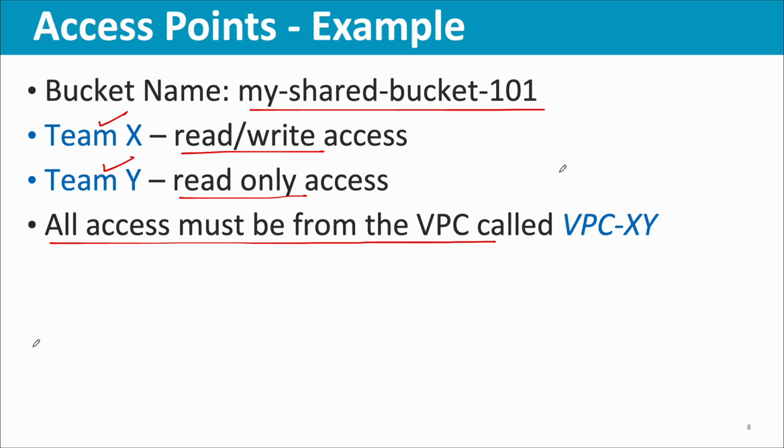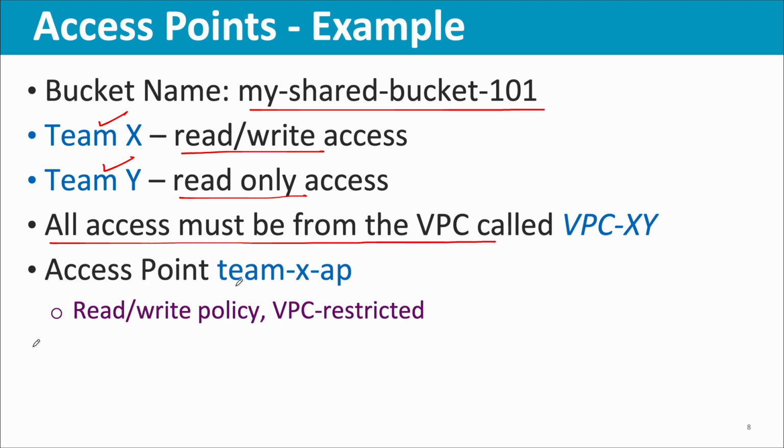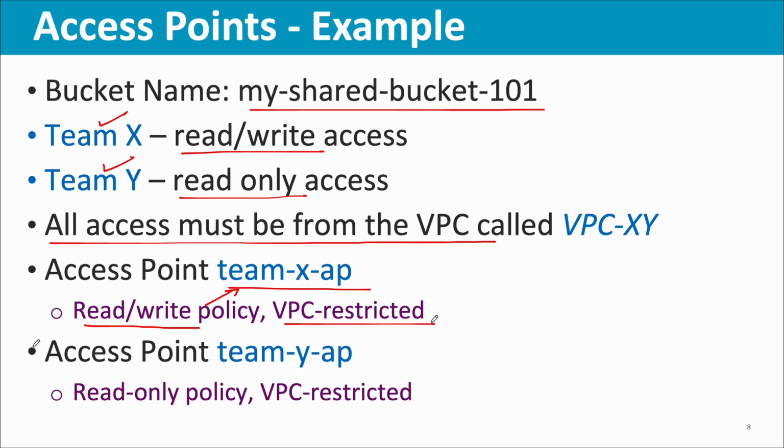So what you will do is you will create a separate endpoint, a separate access point for Team X, called Team X AP, and you will add an access point policy which will give read-write access to this particular team, and it will also restrict access from a VPC. Similarly, you will create another access point called Team Y AP, and your access point policy will have read-only permission provided to this particular Team Y, and again this will also be restricted to a particular VPC.